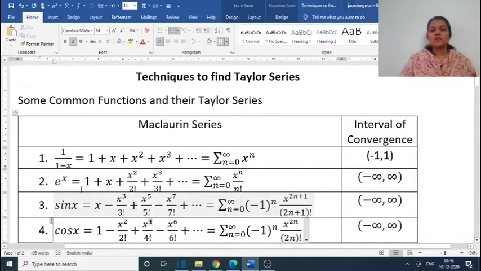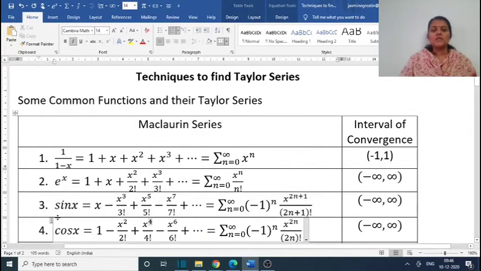Next, the exponential series. The formula is e raised to x equal to 1 plus x plus x square by 2 factorial plus x cube by 3 factorial plus etc., which is equal to sigma n equal to 0 to infinity x raised to n by n factorial. And the interval of convergence is minus infinity to infinity.